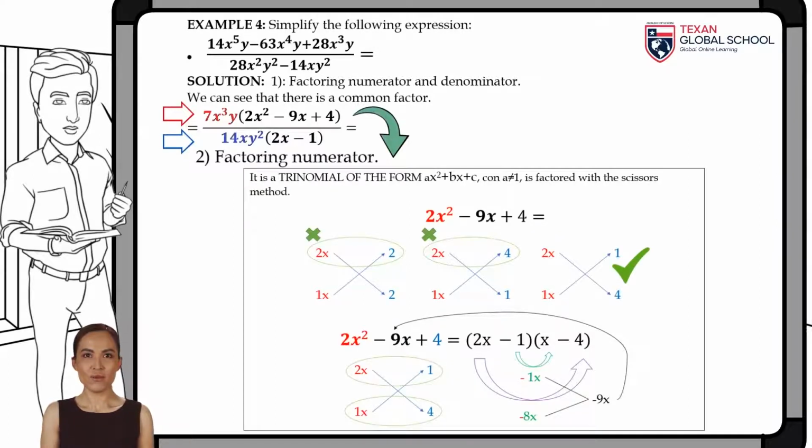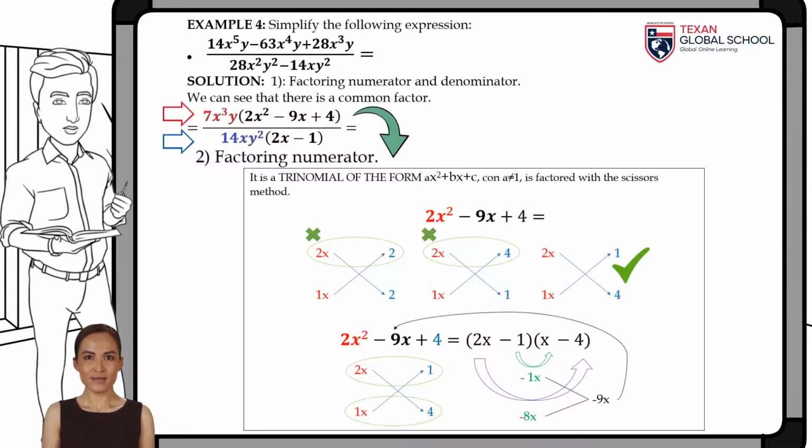It is a trinomial of the form ax squared plus bx plus c. It is factored with the scissors method. We then create all the arrangements where multiplying the left column gives us 2x squared, and multiplying the right column gives us the independent term 4. Once the arrangements are created, we eliminate all those with common factors. The terms of each factor are placed according to the remaining arrangement horizontally. The signs are placed in such a way that, multiplying in the direction of the arrows and adding these terms, results in the linear term, minus 9x. Remember that, if we multiply the factors, we can verify that we obtain the original polynomial.